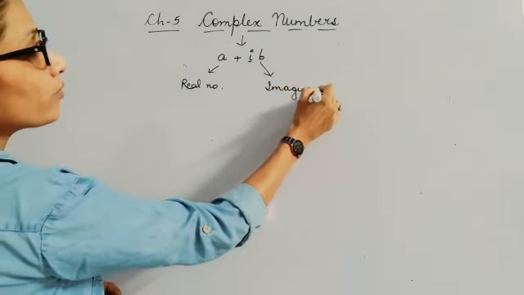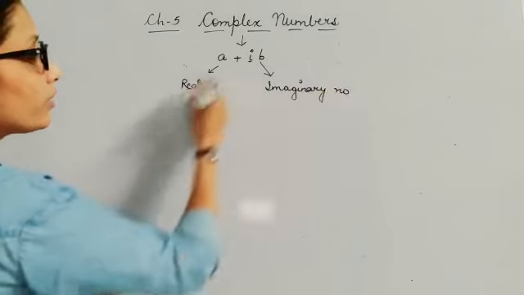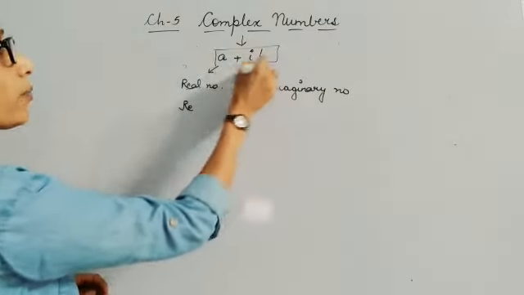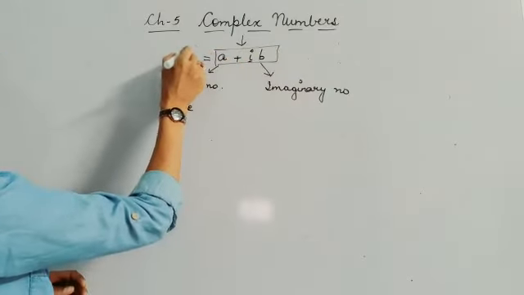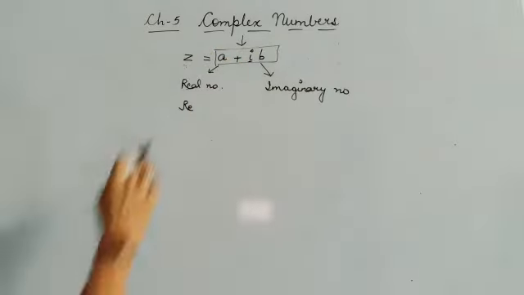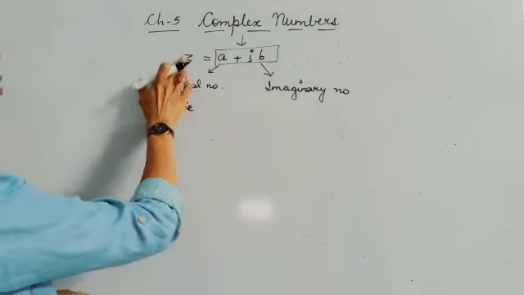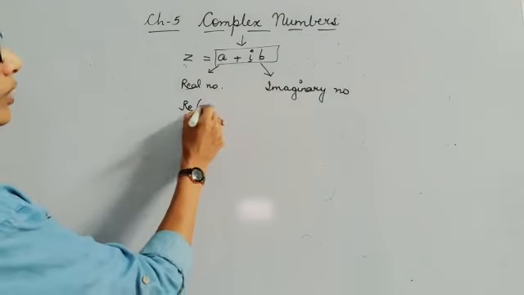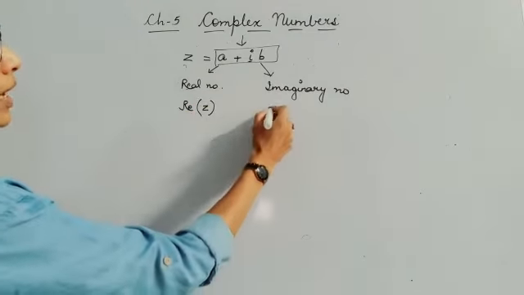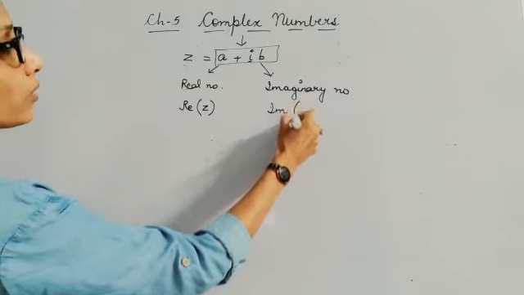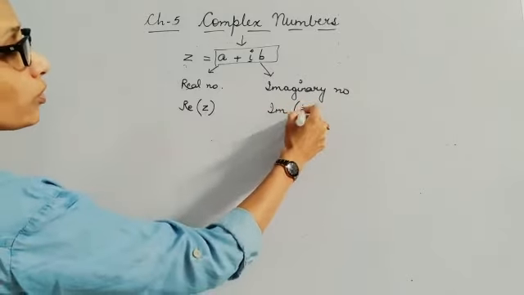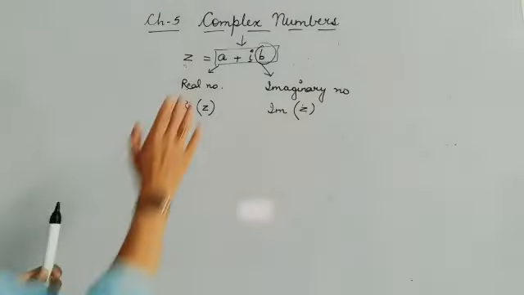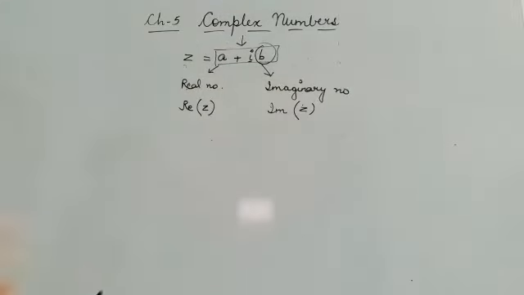Now we can represent the real part as Re, and of course, a plus iota b can be denoted by simply z. So this is your complex number whose expanded form you can write as a plus iota b. So this is your real part of z, and this b is the imaginary part of z. So this is the way we write complex numbers.